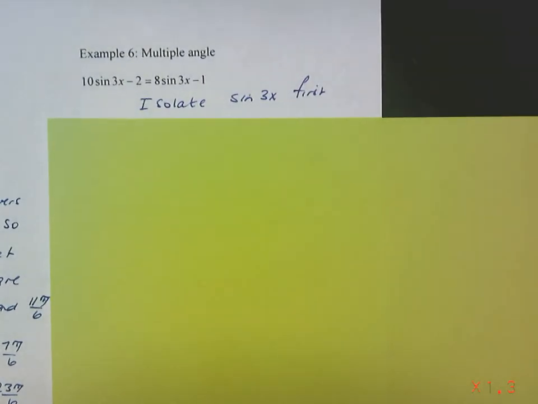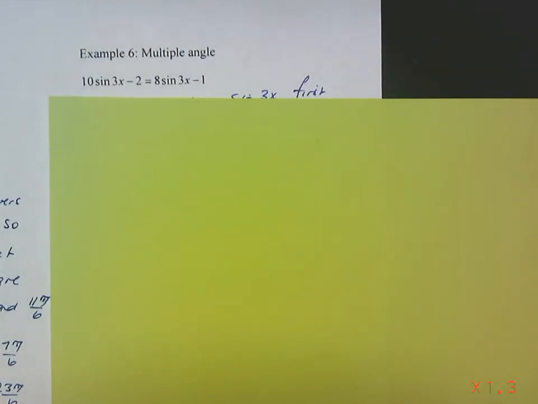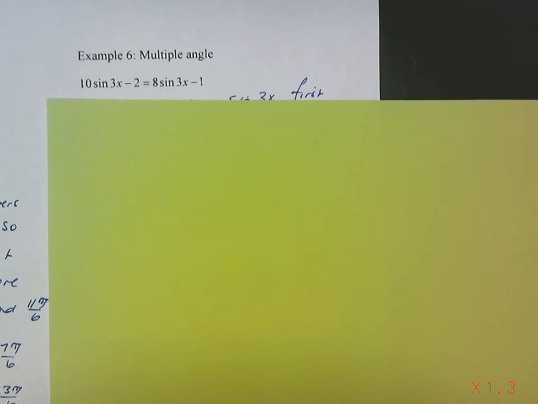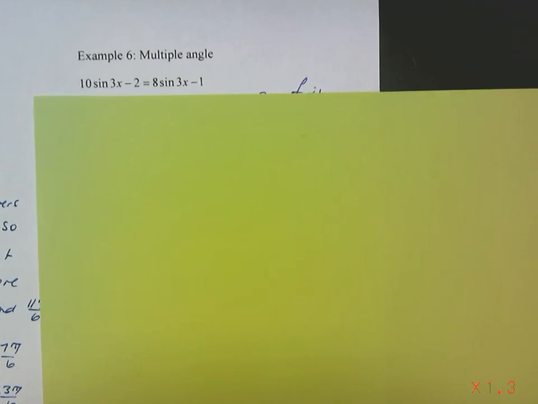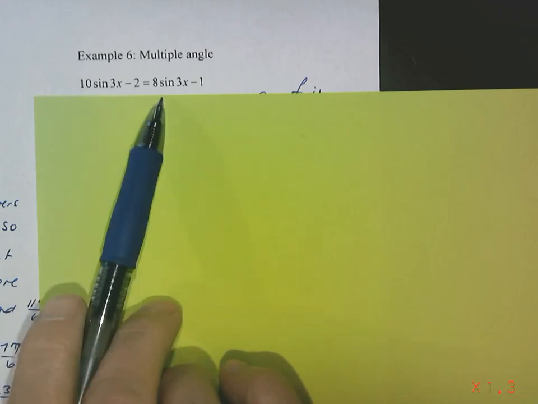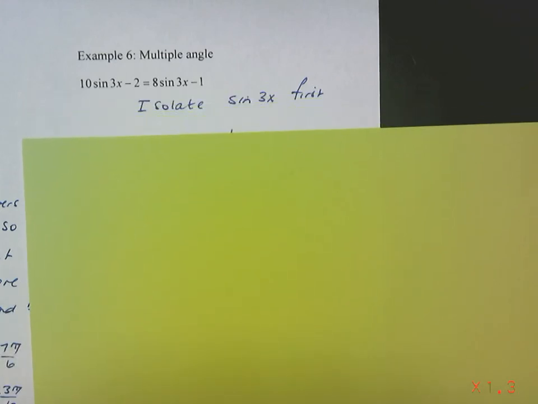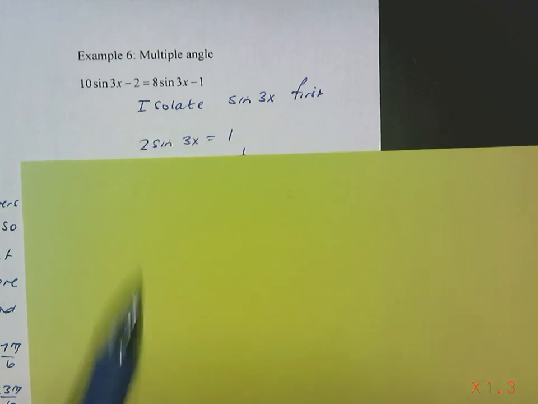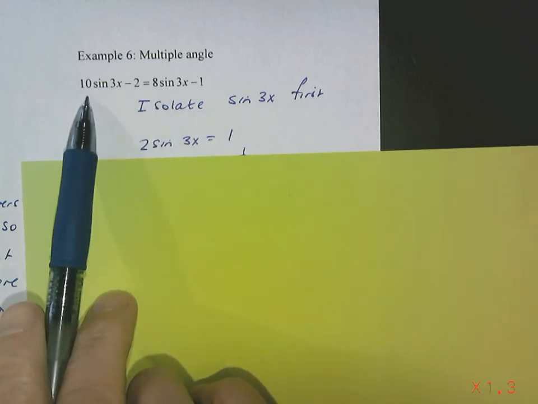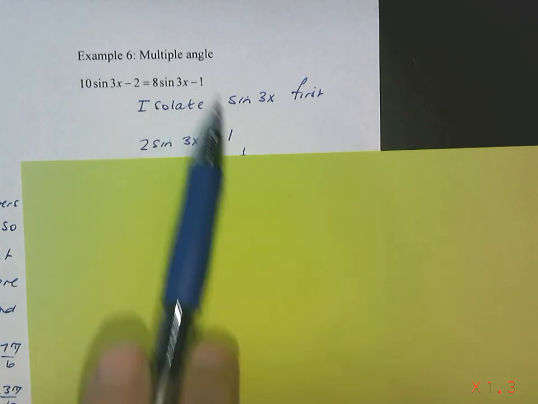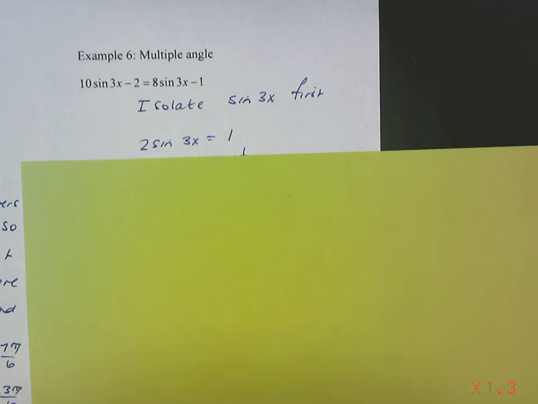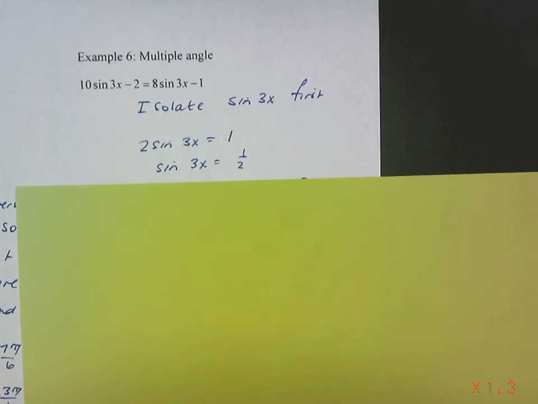So in this next example, I have 10 sine 3x minus 2 equals 8 sine 3x minus 1. This one's a little bit more work, but I only have sine. I don't have anything else. So I'm going to collect all my like terms. I subtracted 8 sine 3x, and I added 2. And I got 2 sine 3x equals 1. So sine 3x equals 1/2. Remember, this is 3x, but I still want to find what 3x equals, what angles.